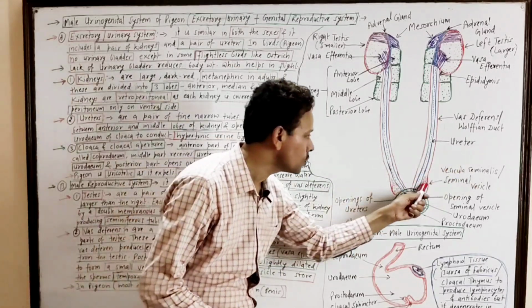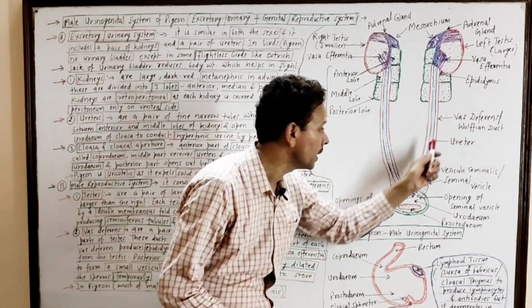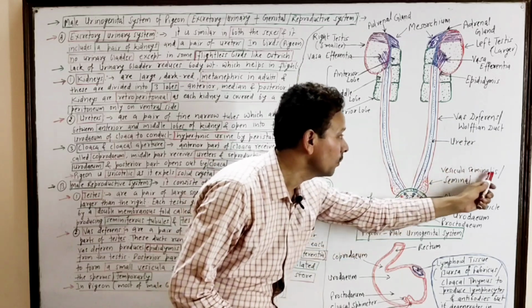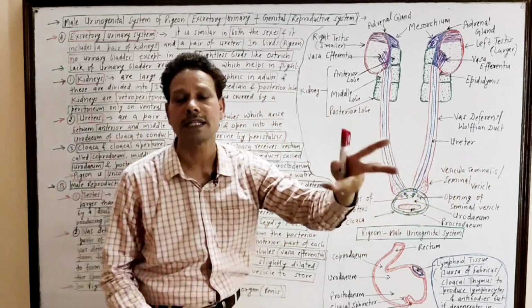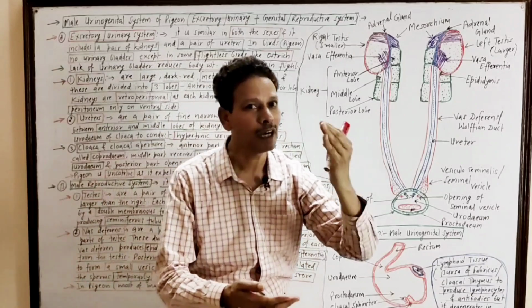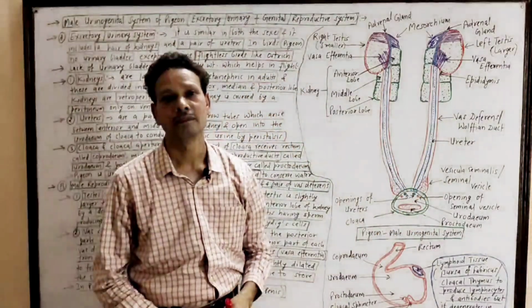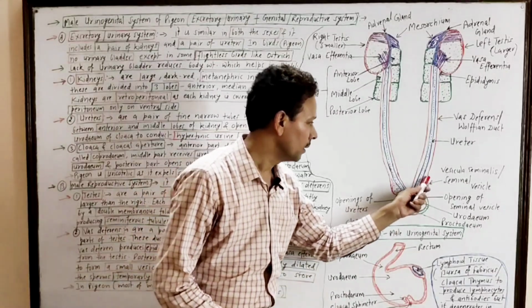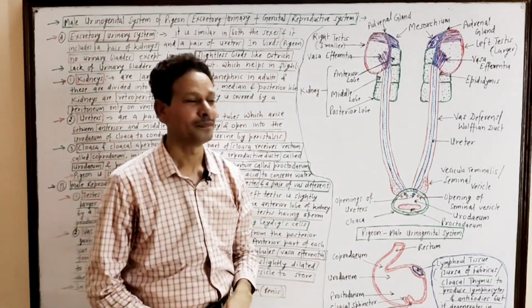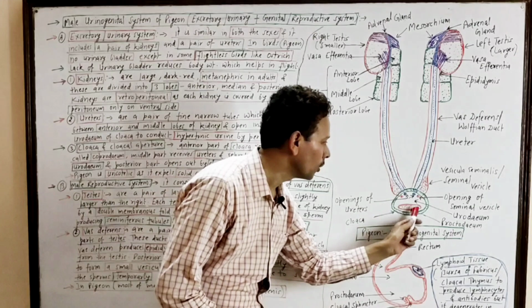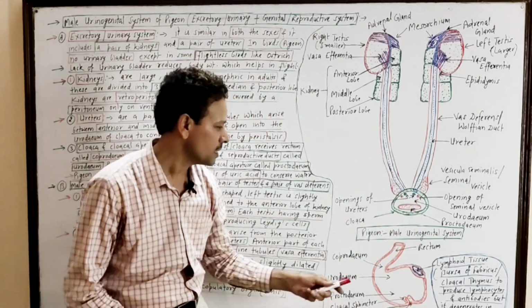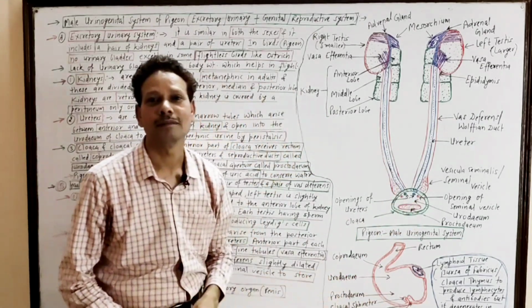And yes students, note down, the posterior part of each vas deferens becomes dilated, becomes enlarged, and this posterior lower part of each vas deferens is the vesicula seminalis or seminal vesicle. This seminal vesicle stores spermatozoa and opens in the middle part of the cloaca. This middle part is urodeum.